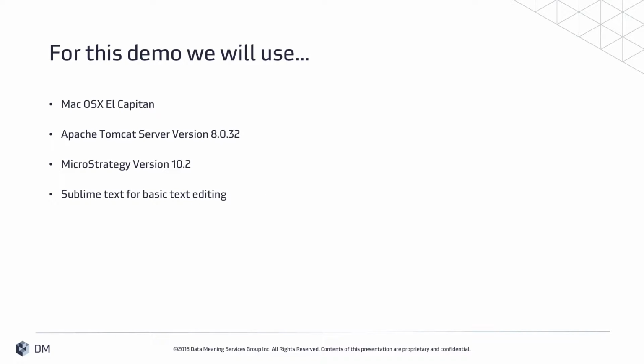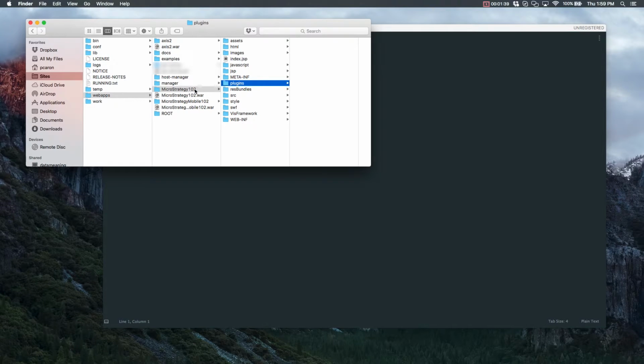So for this demo, we're going to use a Mac with OS X El Capitan, Apache Tomcat server version 8.0.32, with MicroStrategy version 10.2 installed, and Sublime Text for text editing. First thing you want to do is locate your MicroStrategy 10 folder, and within there, find your plugins folder. That's where we're going to have any of our custom visualizations placed.